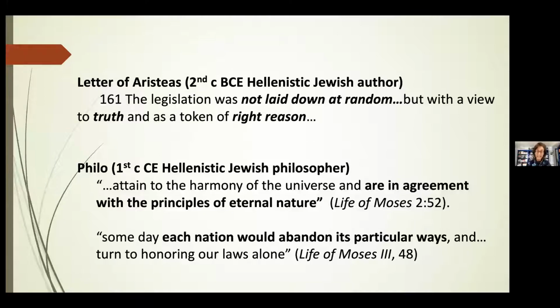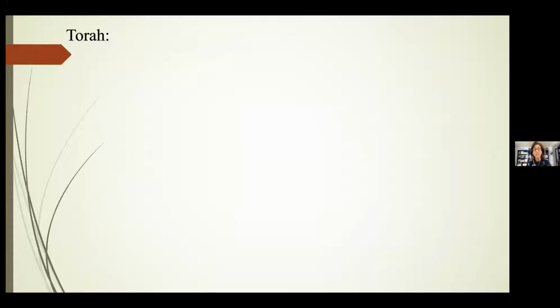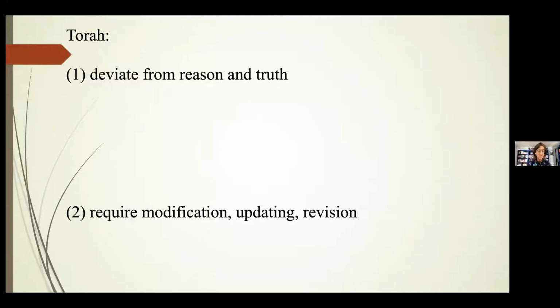And they did this through legal rulings and stories in which the Torah is shown to be, first of all, to deviate from reason and truth, and secondly, to require modification, updating, or revision on occasion. For example, on literally hundreds of occasions, the rabbis will assert that some laws of the Torah are contrary to reason and cannot be derived through logic.